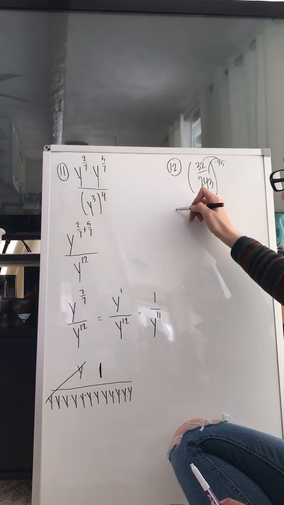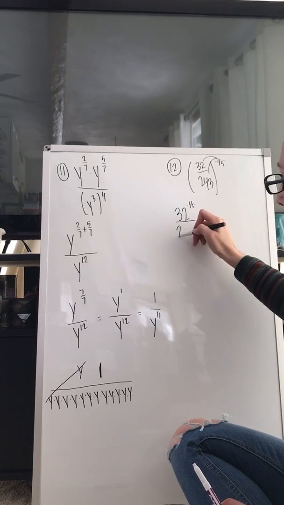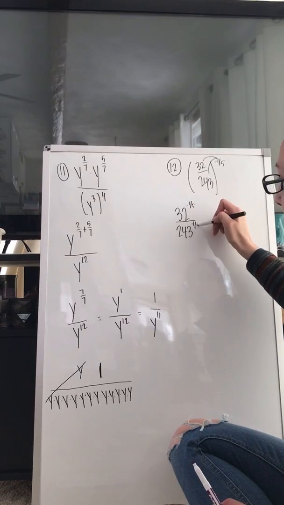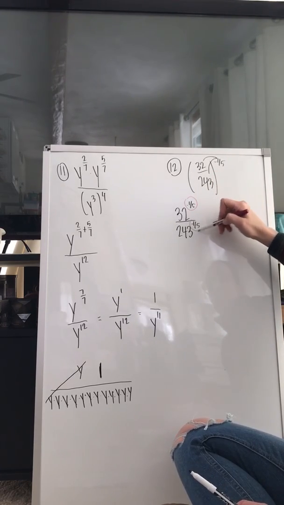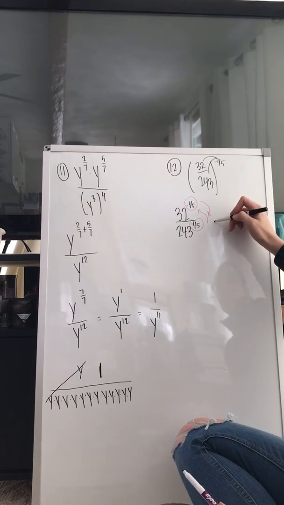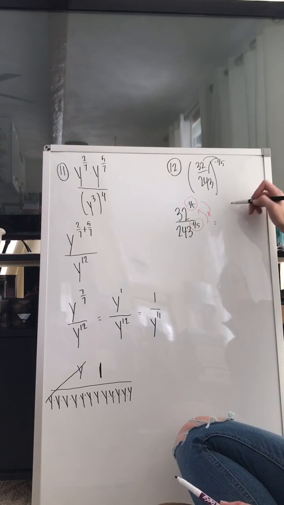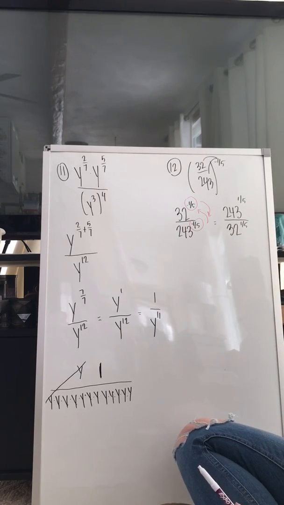So in the top, it becomes 32 to the negative 1/5. In the denominator, it becomes 243 to the negative 1/5. And since both of these exponents are negative, I'm going to switch their spots. So the terms are going to be switched really. So the 243 is going to come up with a positive 1/5 exponent. The 32 is going to go down with a positive 1/5 exponent.